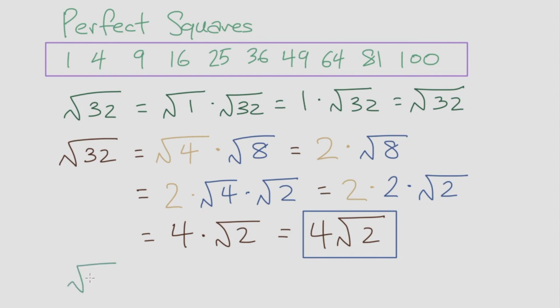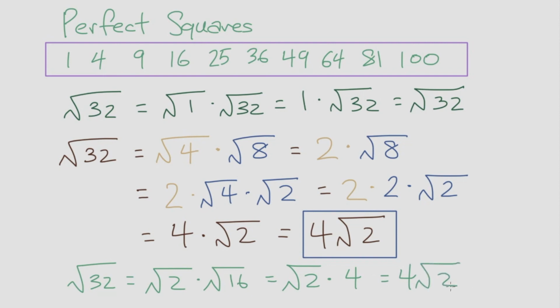Now, I also want to point out that you could just get really lucky from the very beginning. For example, you have root 32. You can just turn that into root 2 times root 16. You can notice that the 16 is a large number that's a perfect square. Well, that whole thing is just equal to root 2 times 4, because root 16 is 4, and that becomes 4 root 2 as well.